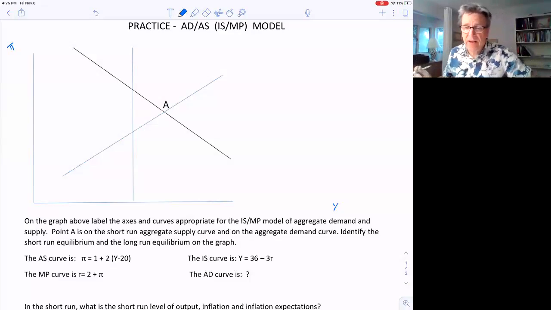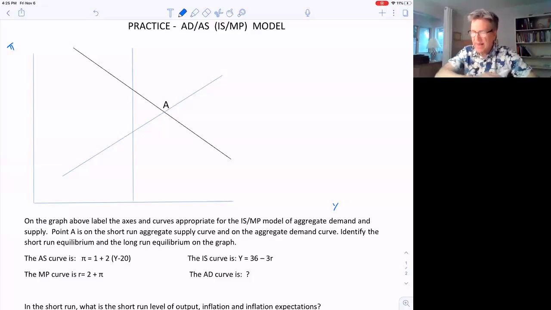Okay, in this next video, what I want to do is go over the practice handout. If you haven't done it yet, be sure you try it first on your own before you go through this video on how to do it. So on the graph, this graph we have here shows the aggregate demand curve.